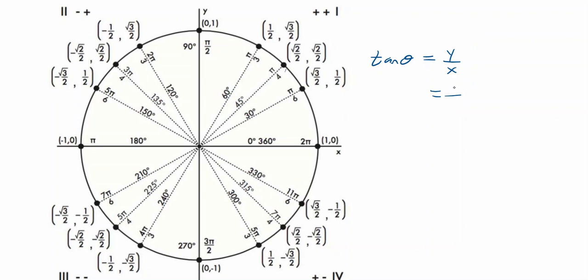Because if y was 1 and x was 0, then that would be 1 over 0. That's not 0. That actually just doesn't even work. That's not a solution. So we are looking for where y is 0. Where is y 0? y is going to be 0 here, and it's going to be 0 here. So it's going to be at 0 degrees and 180 degrees.